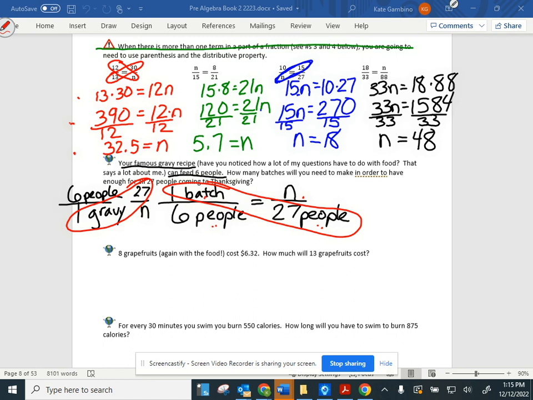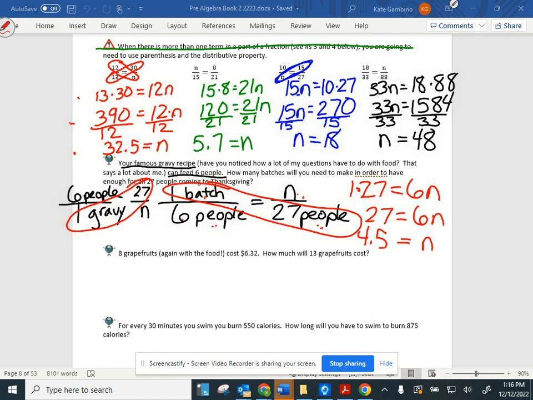Well, it's not 27 batches. We would multiply 1 times 27 equals 6n. Right? 1 times 27 is just an easy one. We don't have to use our calculator to do 1 times 27. We can just say 27 equals 6n. So then what does n equal? Say it louder, Emily. 4.5. So we need 4.5 batches of gravy.